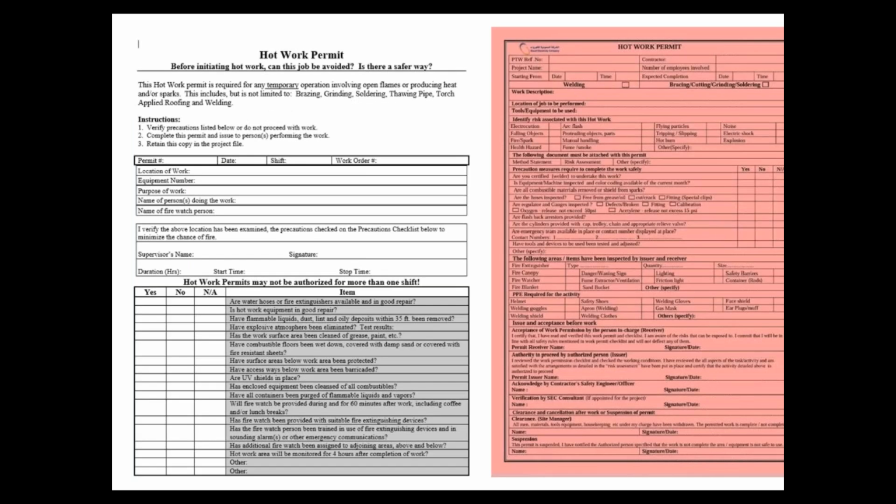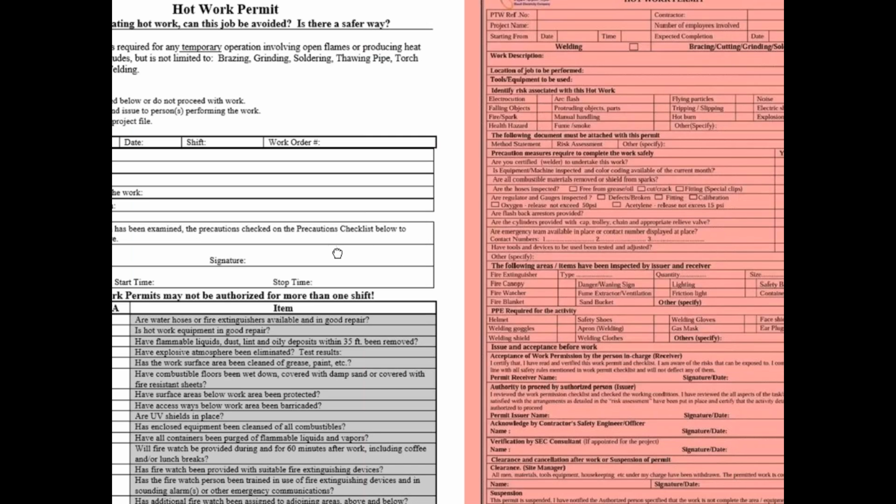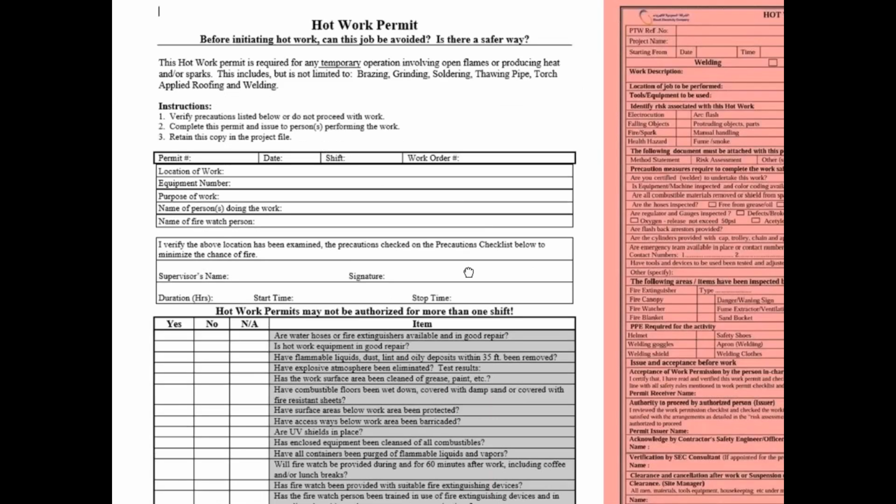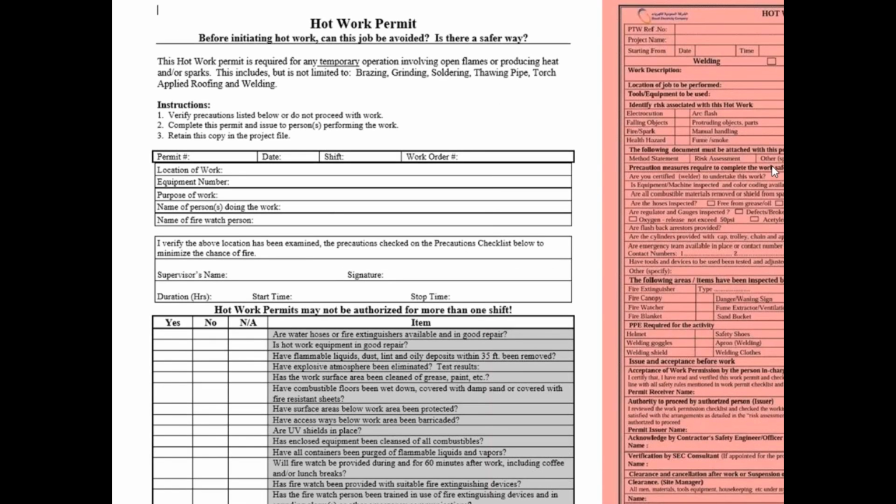So this is an example of a hot work permit system. You can read the contents. There are different hot work permit formats from different companies. Depending on the conditions and the operations involved in your company, you can modify, rectify, or change the hot work permit system. So before initiating hot work: can this job be avoided? Is there a safe way?